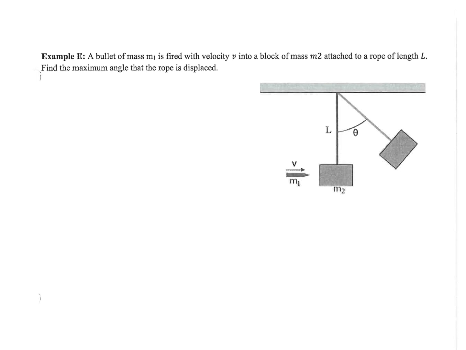All right, so let's look at this. A bullet is fired into a block attached to a rope of length L. Find the maximum angle that the rope is displaced. By the way, this is called a ballistic pendulum. Just so you know, this is a ballistic pendulum.